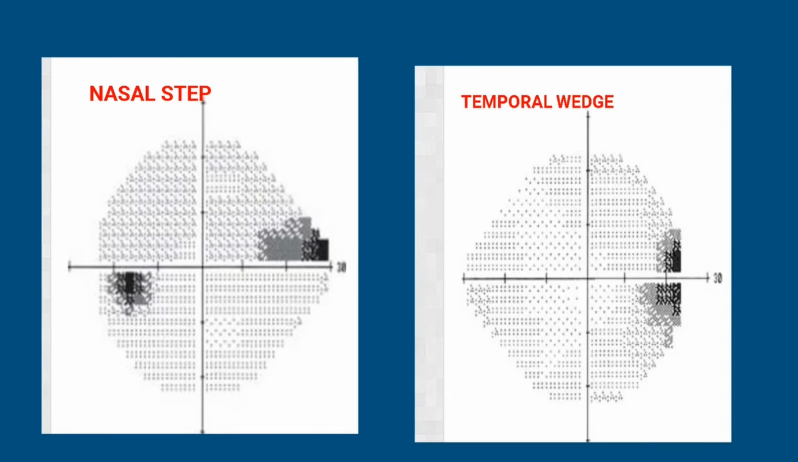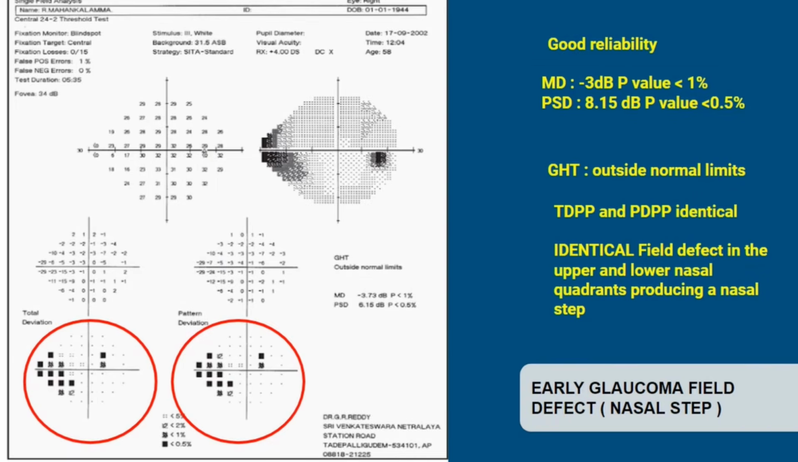After this, in this field printout, the reliability is good. The glaucoma hemifield test is outside normal limit. The TDPP and PDPP, both of them are showing identical field defects in the upper and the lower nasal quadrants, and therefore this is an example of nasal step.